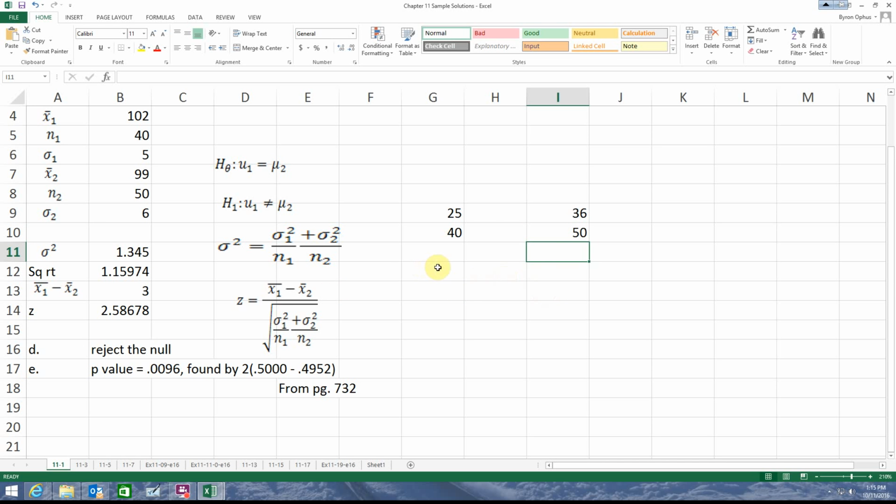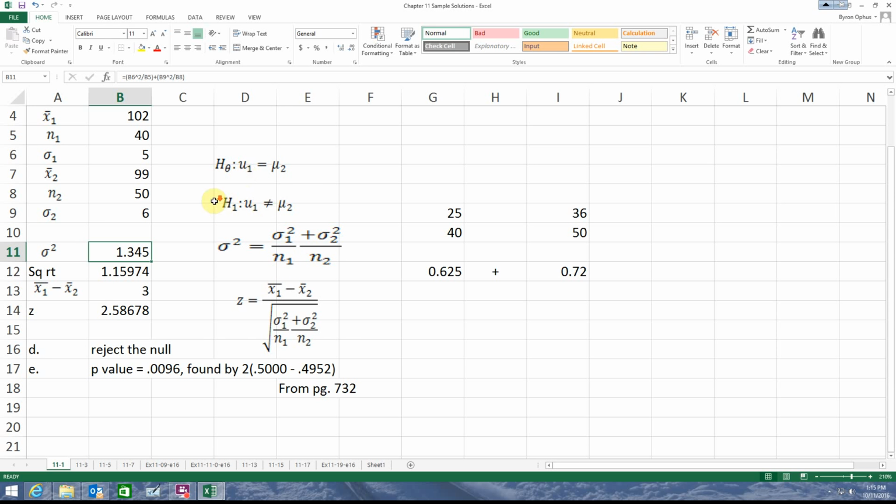Okay, and so we'll just say this is equal to this divided by this. Copy, and I'll paste that there. And then this is plus that, right? So I've got those two, and if you add those up, 1.345. Okay, so that's my variance of the two different samples put together.